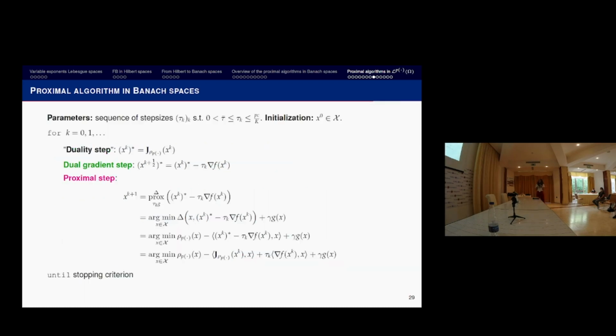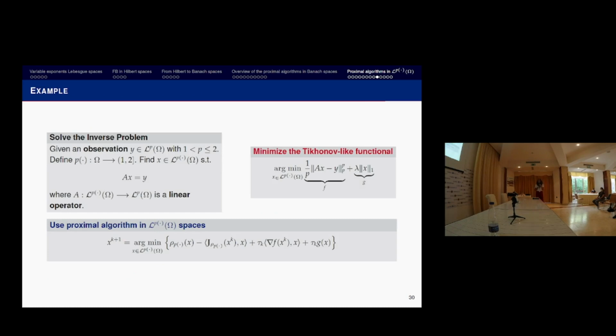So this is to show you that if we compute these steps, we obtain the updating rule that I showed you before, exactly as in the Banach space case. And then we see an example.